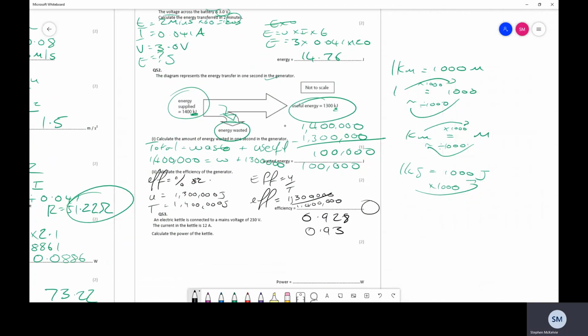Most of you will have spotted that we didn't actually need to do it as 1,300,000 and 1,400,000, because it is just a ratio. But still, I thought I'd do it because it was fun.